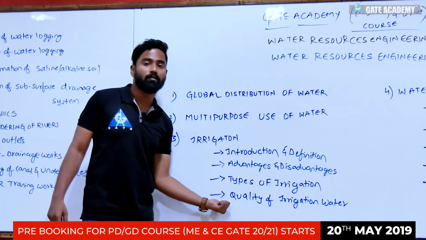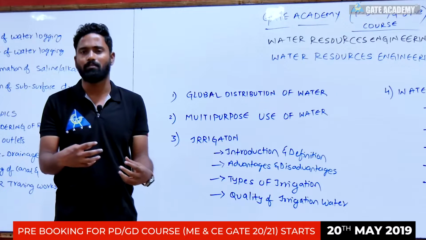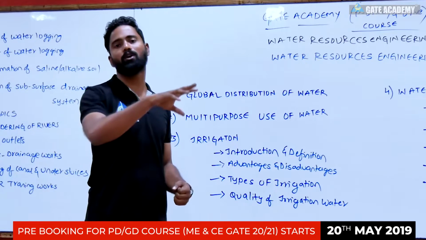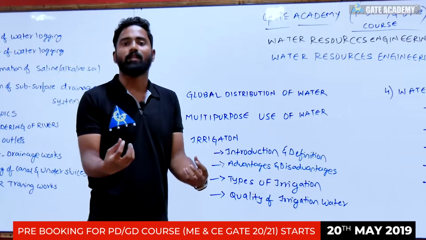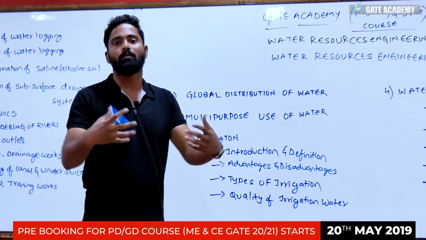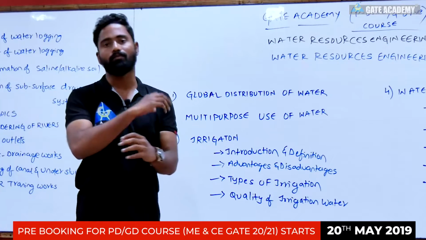And then quality of irrigation water, this is also asked. Quality of irrigation water means you can't provide drainage water to the field, right? Because if you provide drainage water, what happens? There will not be growth of crops, because there will be microorganisms and different salts that affect the growth of the crop.